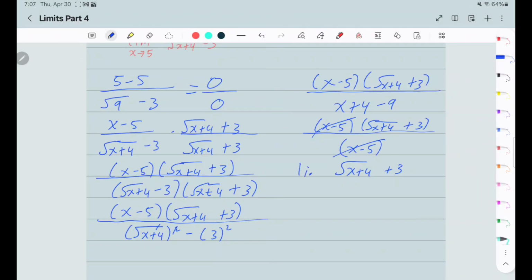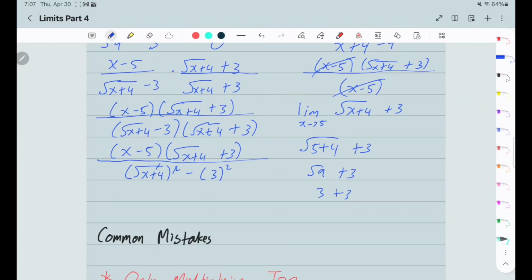Now, I'm going to put my limit x approaches 5 here again, and plug in 5 now. So I notice that 5 plus 4 plus 3. Now, root of 5 plus 4 is root 9 plus 3. Root 9 is 3. 3 plus 3, which is 6. And that's our final answer.